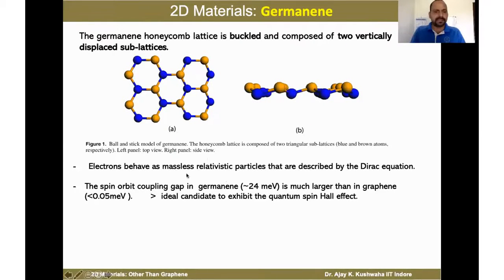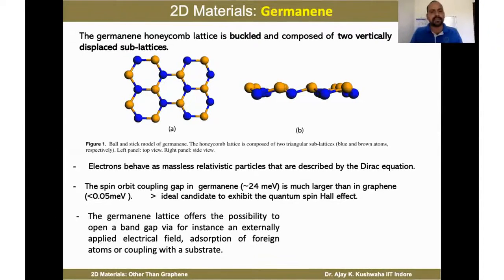In this case, one more important point to note is that the spin orbit coupling gap in germanium is very high. It's 24 millielectron volts. It's much larger compared to graphene, and this high value makes it a very good candidate for the spin Hall effect or quantum spin Hall effect. Therefore, many scientists and physicists are very interested in understanding germanium.